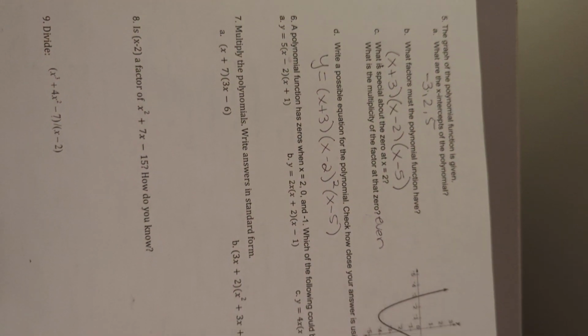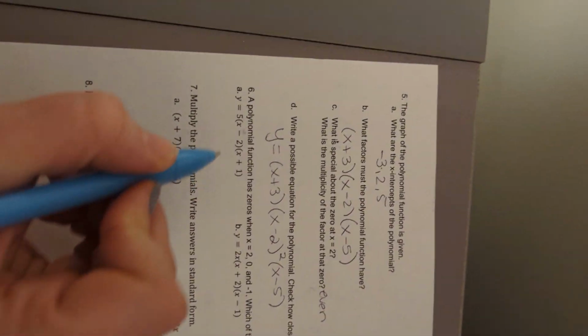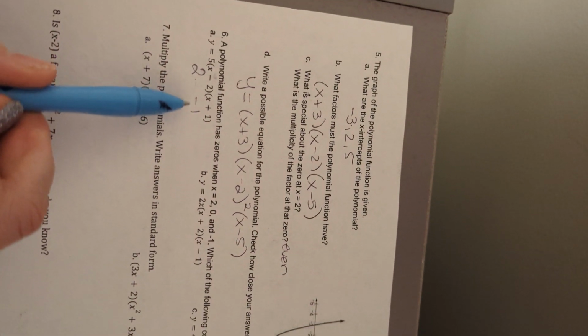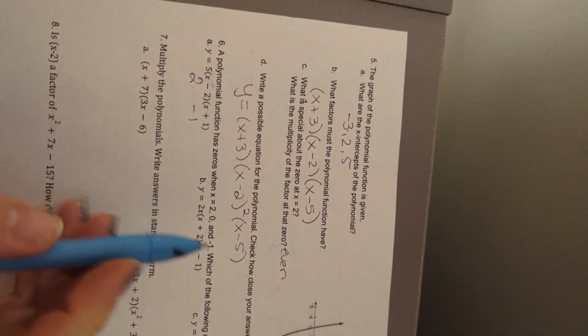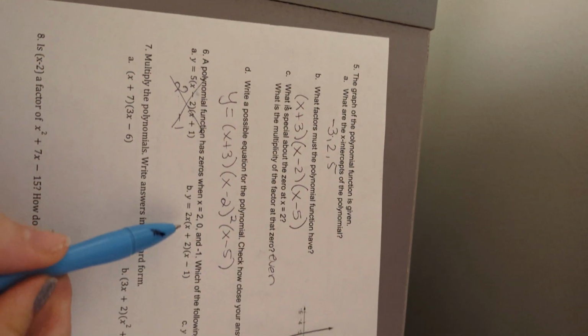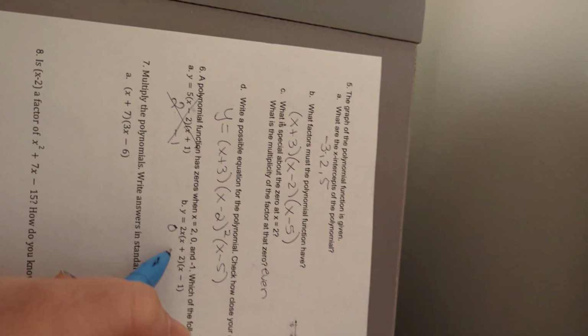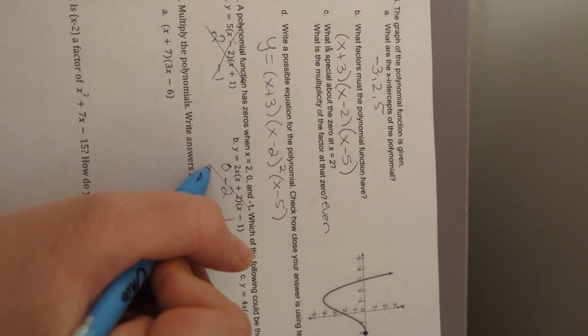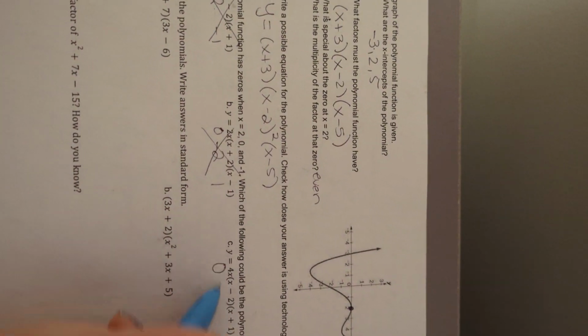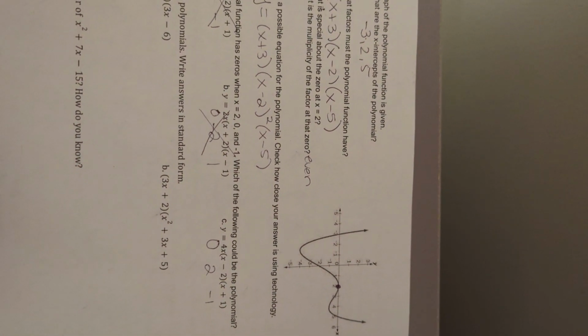All right, a polynomial function has these zeros, which could be the polynomial. This has 1 at 2 and 1 at -1, but it does not have any x-intercept at 0. So it is not A. This one has 1 at 0, 1 at -2, and 1 at +1. So those are opposite, wrong. This one has a 0, a 2, and a -1. So it must be choice C.